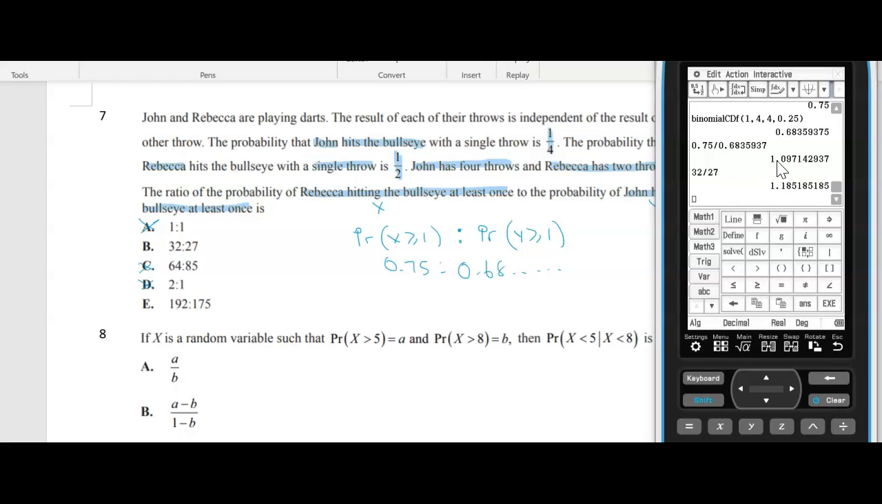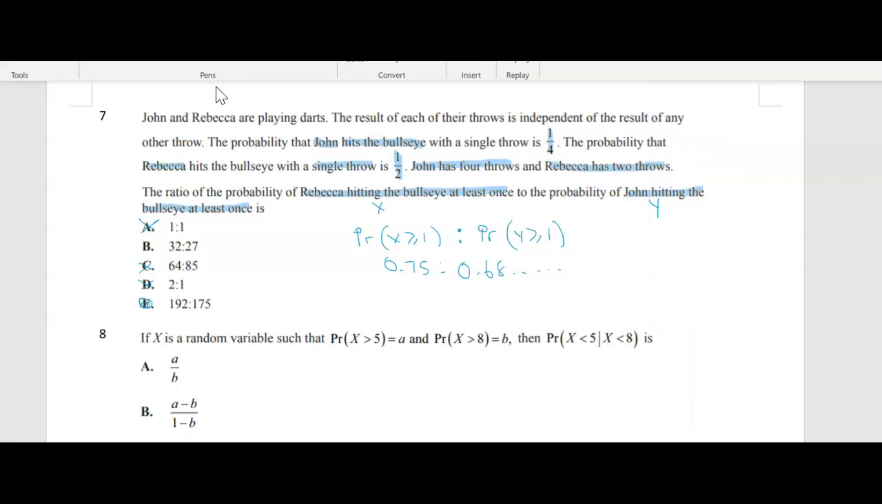All right, so not the same. So let's try E, and hopefully it's correct. 192 over 175. And you can see we get the same value when we divide it through. So your answer for that one is E. Oops, I wanted to highlight you.